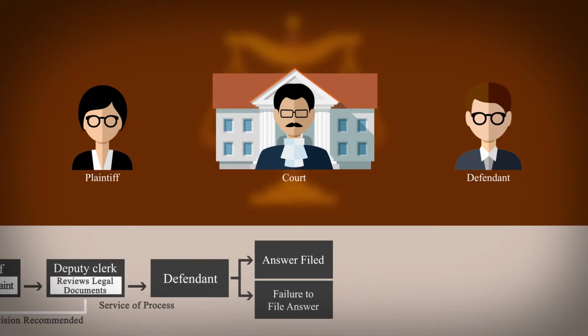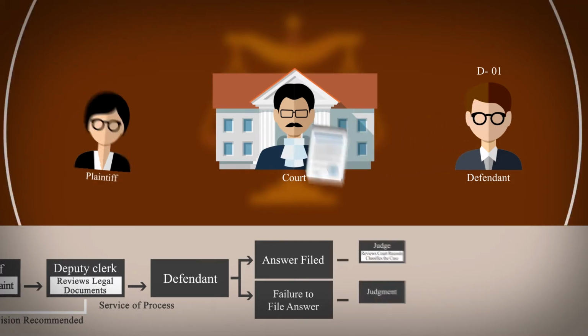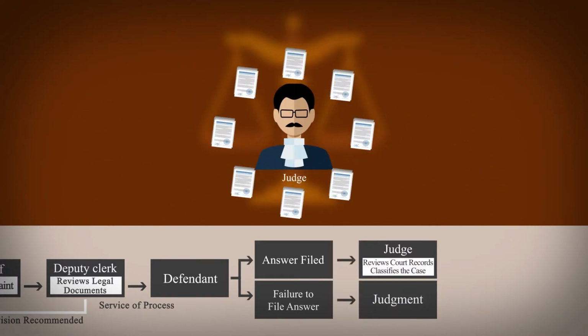When a timely answer has not been filed, or when the defendant's answer includes admissions of the allegations, then the judge may render a judgment without holding a hearing. But if the defendant submits a timely answer and denies the plaintiff's allegations, the judge will review the relevant case records, classify the case, and then decide how the case should proceed.